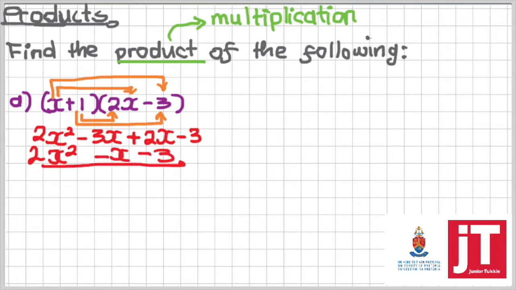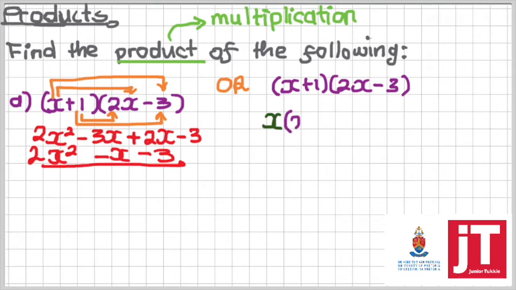Moving on to the second method, which is the method of the distributive law, where you take one of those two brackets and rewrite it twice, and you use the terms that make up the other bracket to distribute. So we're going to have x open bracket 2x minus 3 plus 1 open bracket 2x minus 3. Moving from left to right, I'm going to distribute x first, then I'll distribute the 1. So let's start with x.